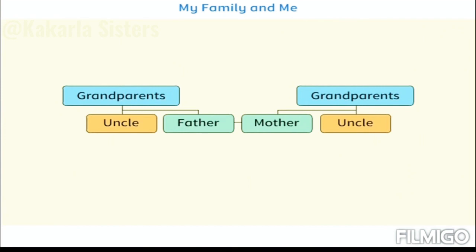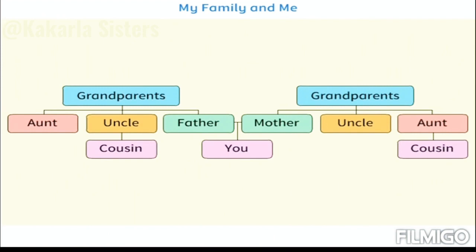Your mother's sister and your father's sister are your aunts. The children of your uncles and aunts are your cousins.